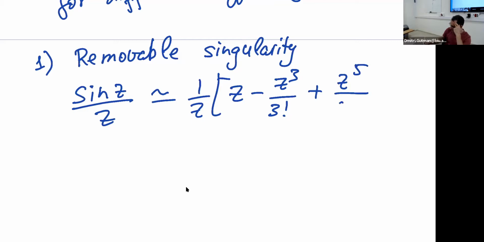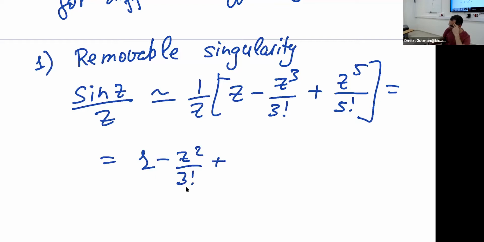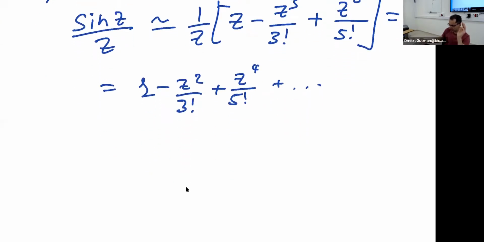And here? Okay, so then we open this thing and we get 1 minus z squared. So there is a well-defined Taylor expansion near the point of removable singularity.